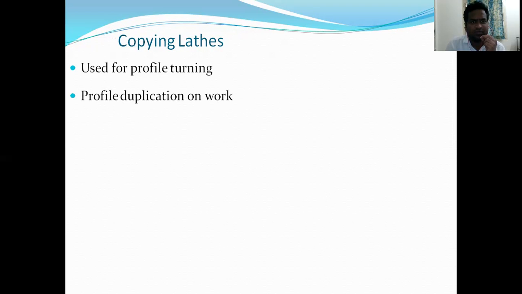It is used for profile duplication on work. Profile means some different shape is there. If one attachment is traveled on that profile, the same travel is done on the workpiece by the cutting tool. The cutting tool is also traveled similar to that travel on the workpiece. So we are getting the same profile on the workpiece. That's why it is called profile duplication on work, and it is also called a copying lathe.